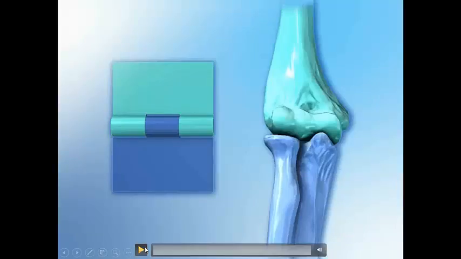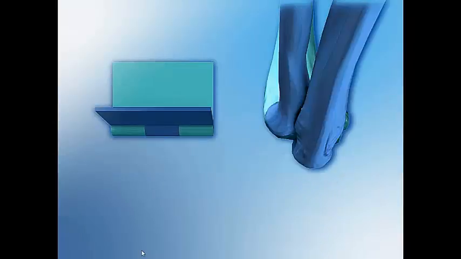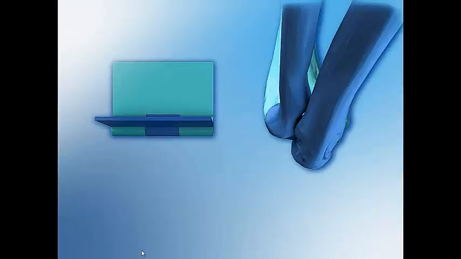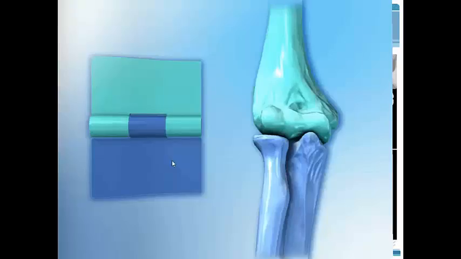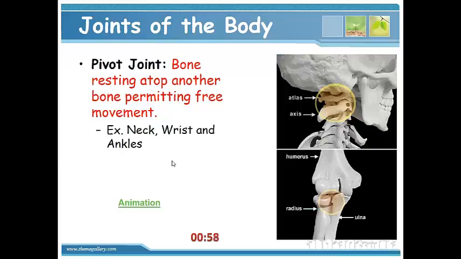Now we'll watch this animation to understand more. Hinge joints, like the elbow, move on just one axis. These joints allow for flexion and extension. Let's continue with the next one.